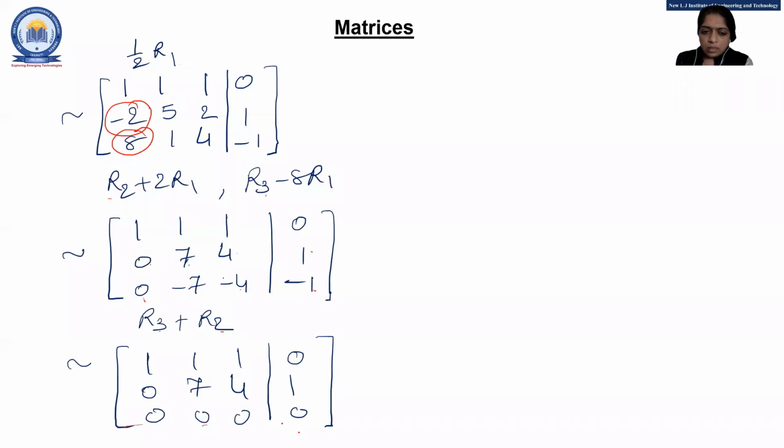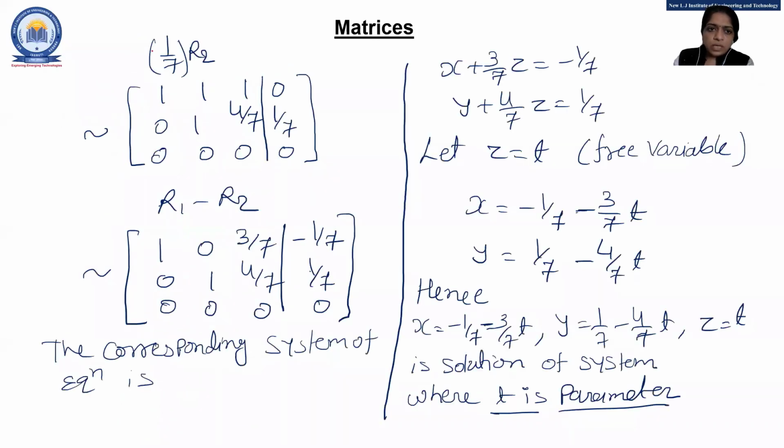Okay. Now I want to convert this 7 into 1. So by doing 1/7 R2, this is it. See students, for the reduced row echelon form, this is my leading element. So all below elements must be 0. This is my leading element, so all below and upper elements must be 0.